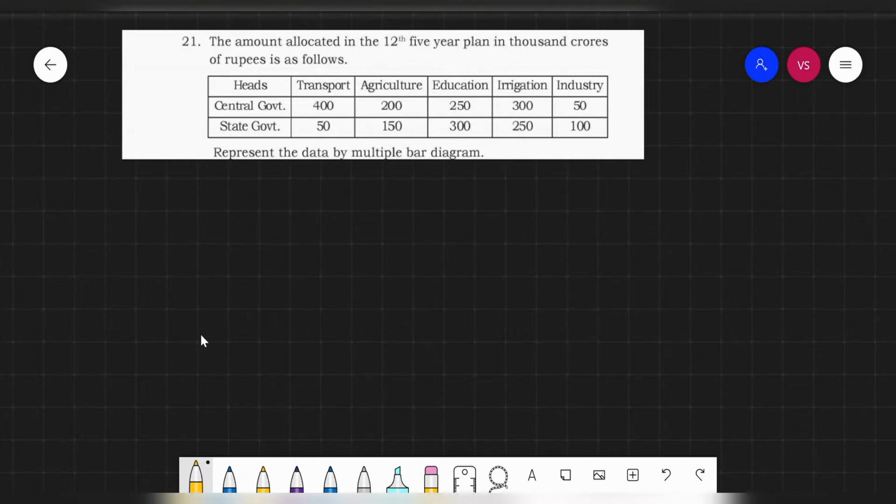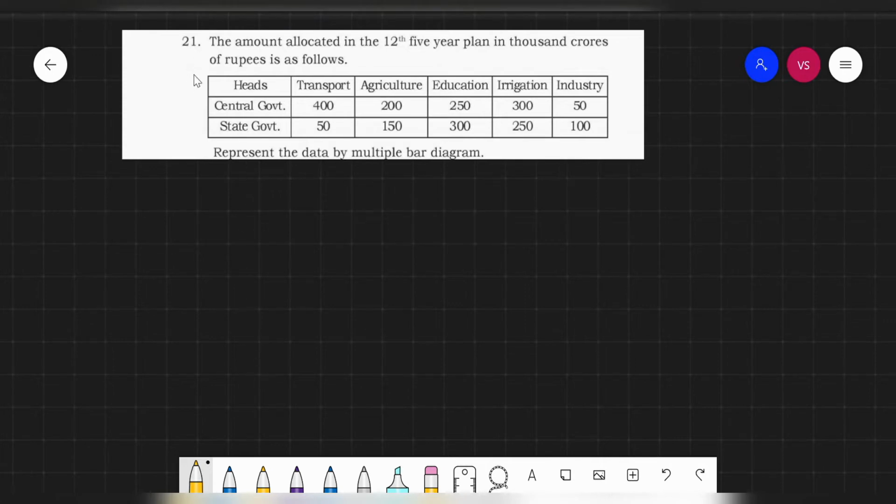This is another class where I'm going to explain to you regarding diagrammatic and graphical representation. Specifically, today I'm going to explain to you regarding multiple bar diagram, students. I said multiple bar diagram. So the data is on the screen, students. I think it's very clear to you and it's visible to you.